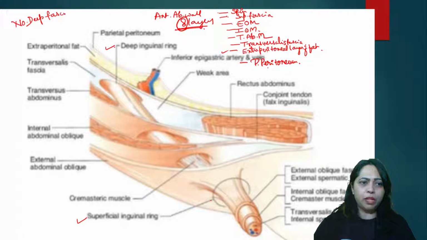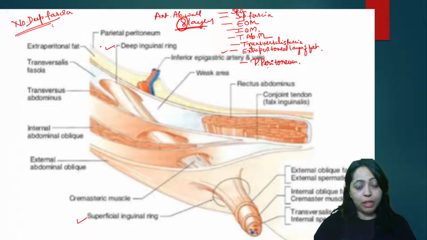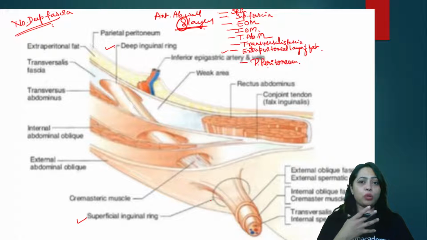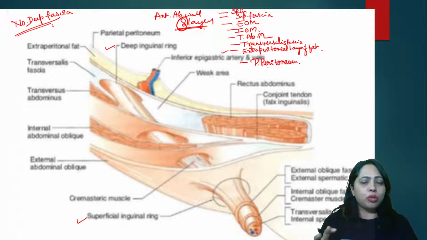Why is there no deep fascia? Deep fascia is not present in the anterior abdominal wall. It is not present in the face also. Why is it not present? In the face, the muscles are attached to the skin. That is the reason the deep fascia is not present, because the muscles will move the skin and it gives you the expression on the face. All right.